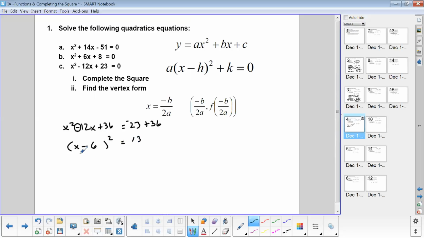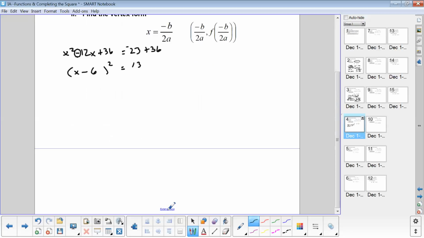And if I want the vertex, then I'm just going to subtract 13, and the vertex would be 6, negative 13.